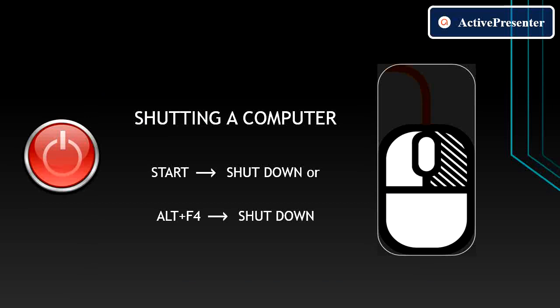Coming to the shutting down of a computer, we know that we go to the Start option, we do a right click on our mouse and we go to Shutdown. And then further we shut down the computer. The alternate course is to click on Alt F4 and then choose to shut down the computer.